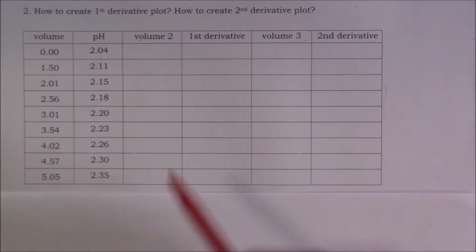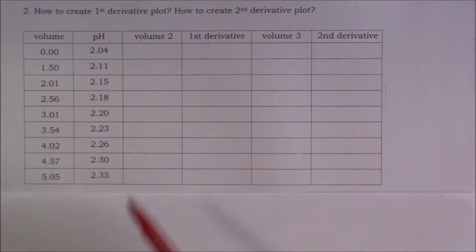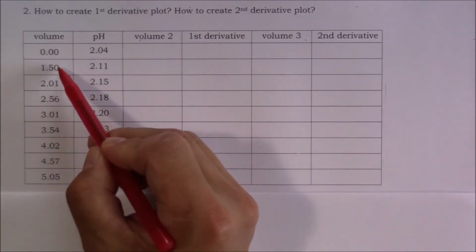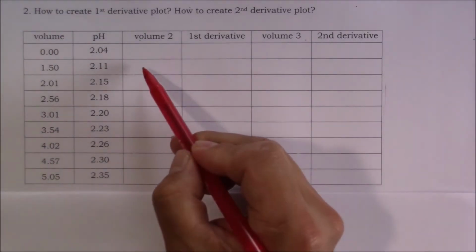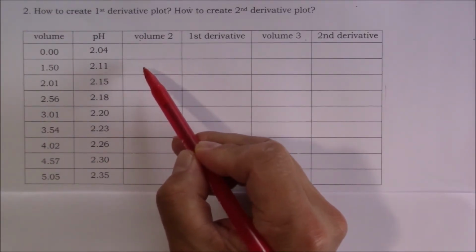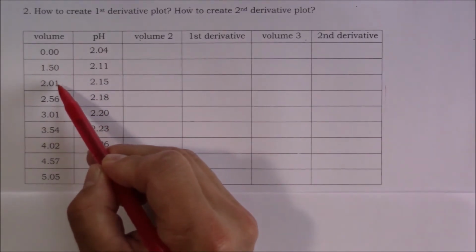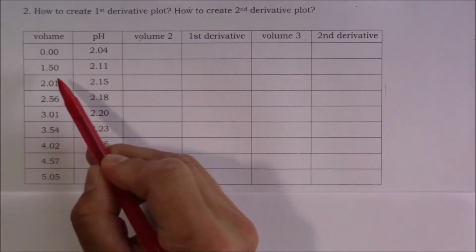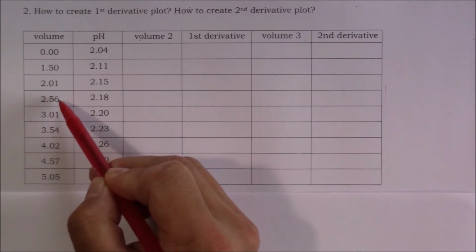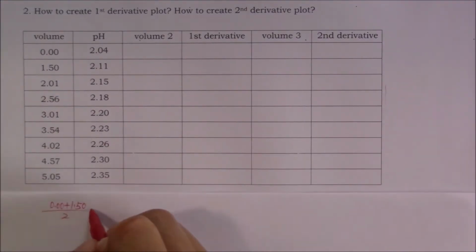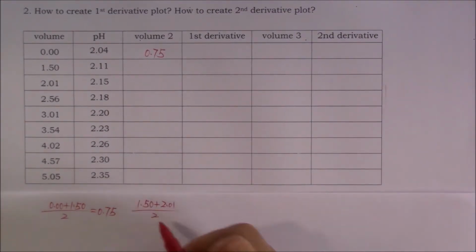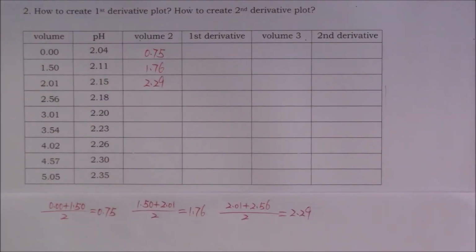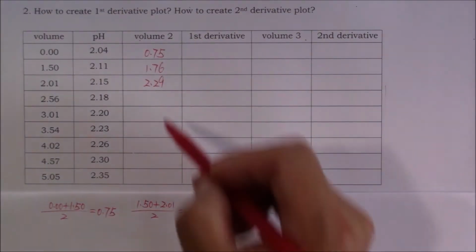First, let me explain how to get volume 2 for these cells. Actually, the volume in this cell should be the average volume of the first 2 volumes in the first column. The volume here should be the average volume of the second volume and the third volume of the first column. The third volume is the average volume of the third volume and the fourth volume. Now let me show you the calculations. You can use the same method to calculate out the answers for these cells.